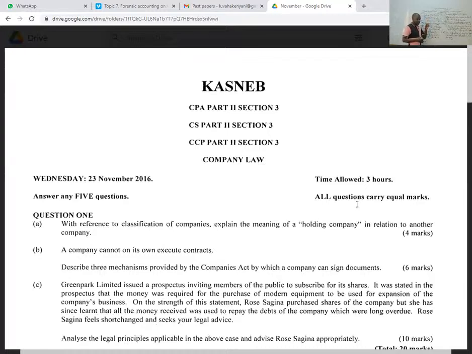Therefore, it will be able to control the activities of the other company because it will have the majority of the voting rights, since 50% plus is a majority. So before that other company undertakes any activity, this holding company must be consulted because it controls the major voting rights of the other company. Therefore, it is able to control the activities of the other company.